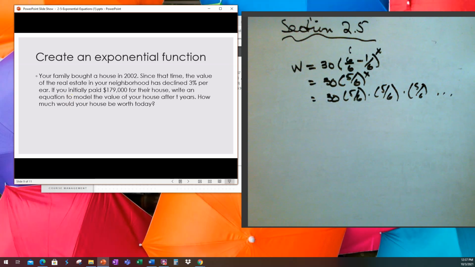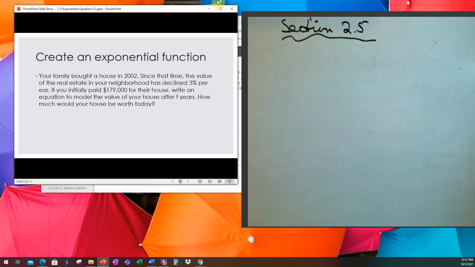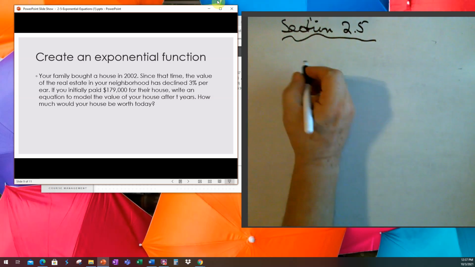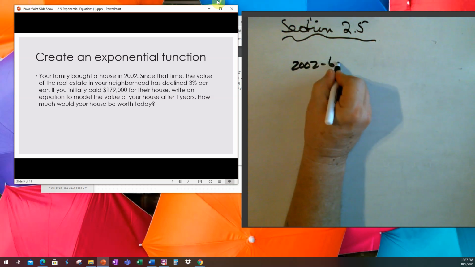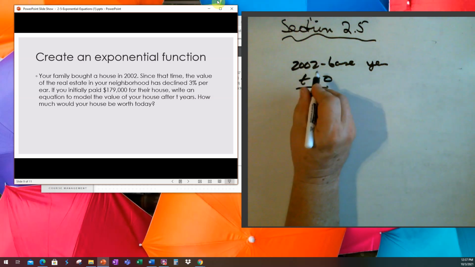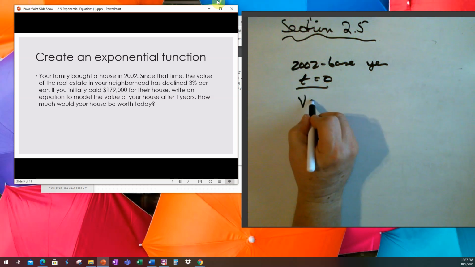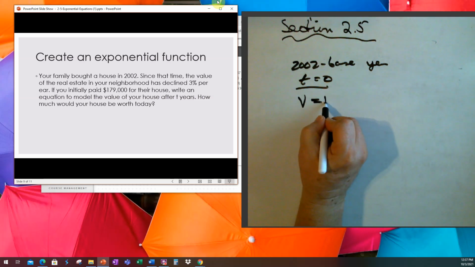Your family bought a house in 2002. Since that time, the value of the real estate in the neighborhood has declined 3% per year. If you initially paid $179,000 for the house, write an equation to model the value of the house after T years. Okay, so 2002 is the base year, so for that, T is equal to 0. And the value of your house started out at $179,000.